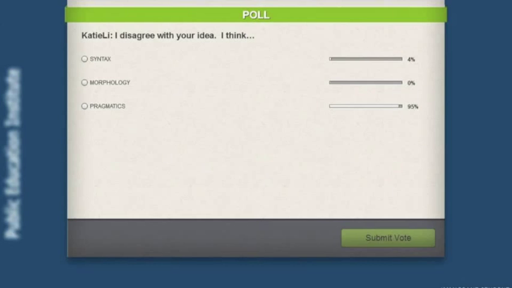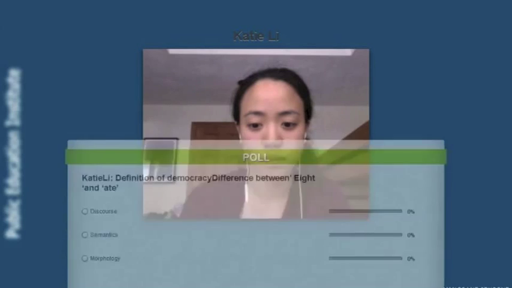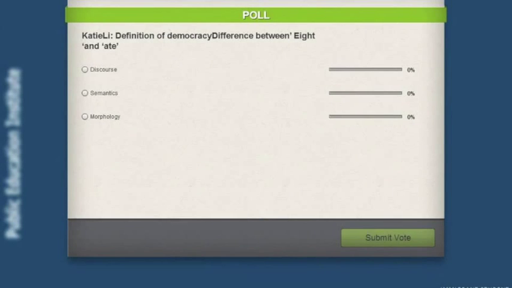Yeah. So most people are clicking on pragmatics, which it is. So it's about how you communicate with other people when you disagree with an idea. You don't say, no, you're stupid. You say, no, you're crazy. I have a different idea. You say, I'm sorry, I have a different idea. I disagree with you. I think that's how you would teach pragmatics. And then, is there any more, Denzel? Okay, so looking at the definition of democracy, or the difference between the word eight and the word eight.